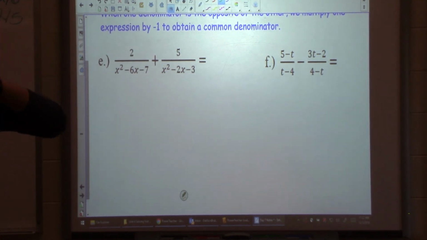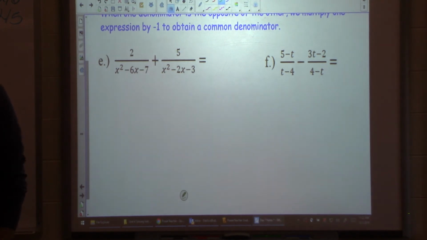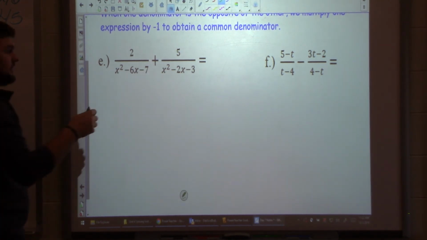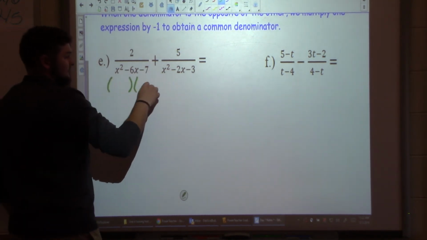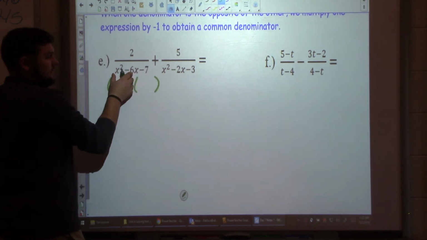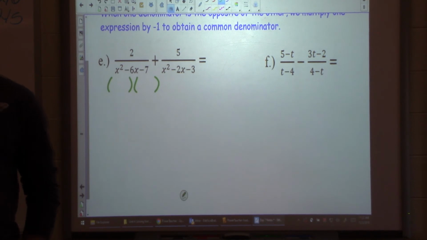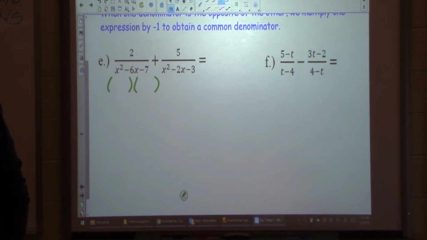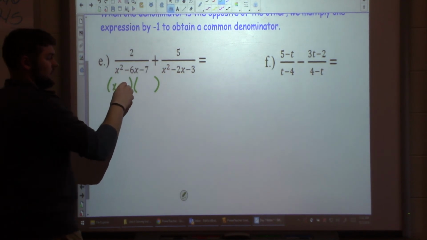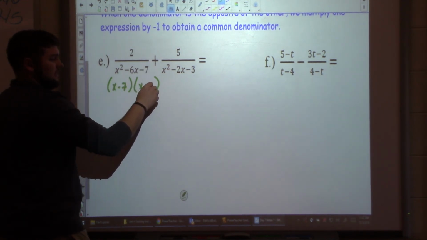Yeah, with the parentheses, right? What's that called? Factor. Good. We're going to factor them both. Okay? The first one. What does that factor to? Multiplies to -7 and adds to -6. -7 and 1. Good. X minus 7, x plus 1.